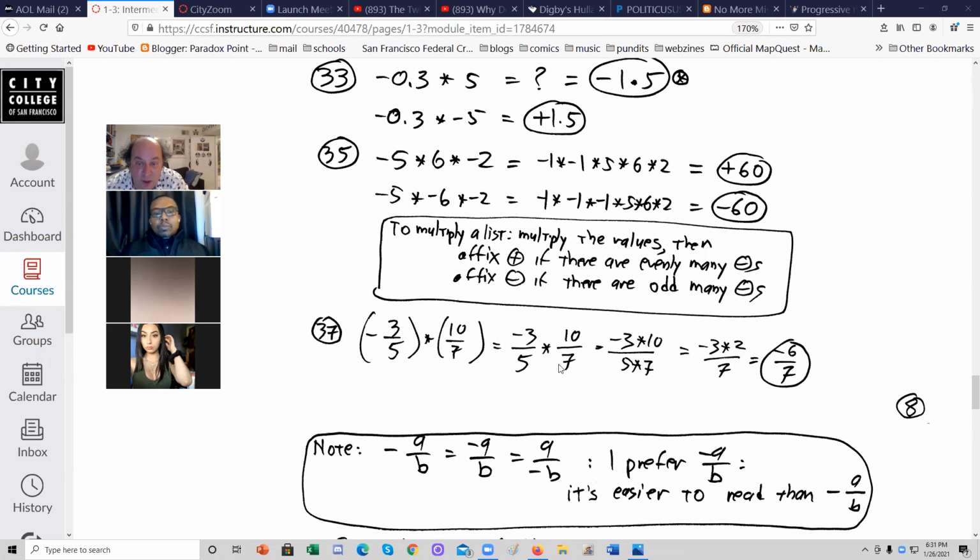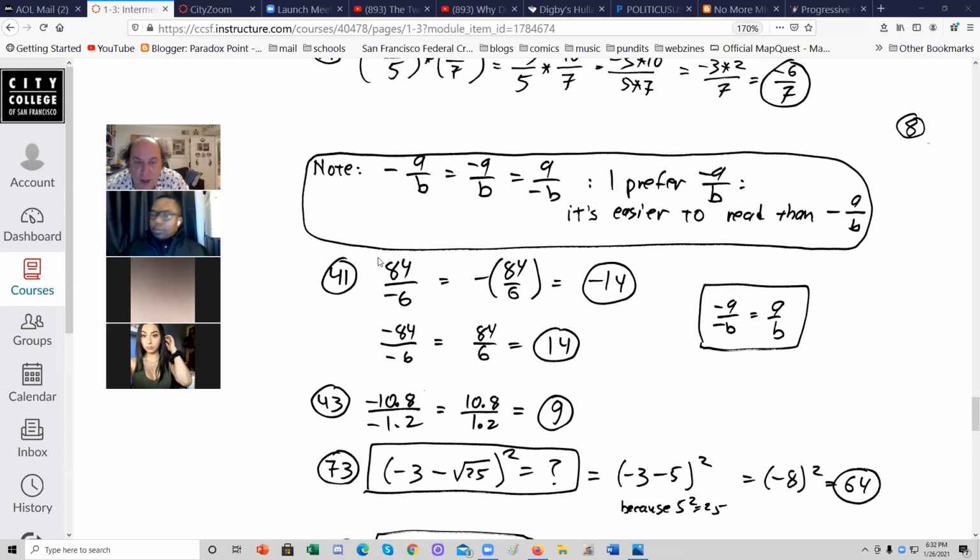That times 10 over 7, fine. You multiply by multiplying numerators and denominators, negative 3 times 10 over 5 times 7. However, 10 and 5 have a common factor of 5. If we cancel them, we're left with a 2. Negative 3 times 2 over 7 makes negative 6 over 7.